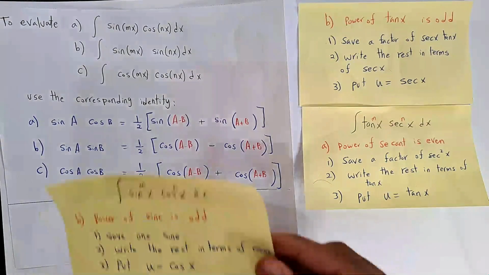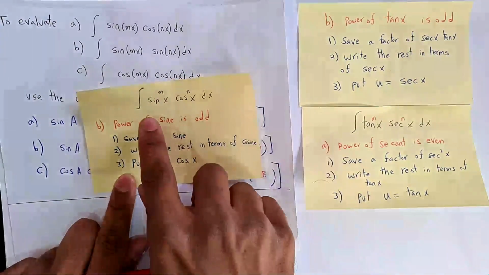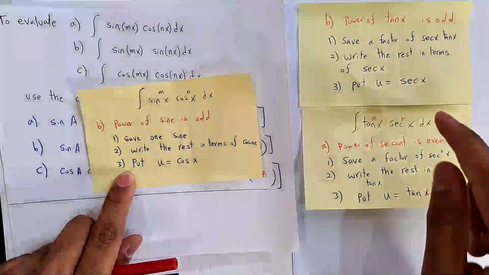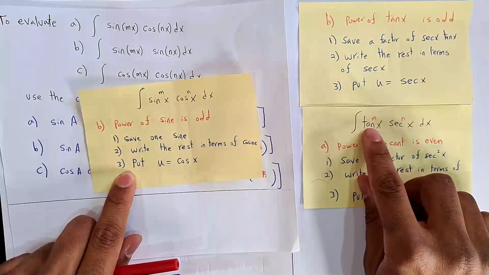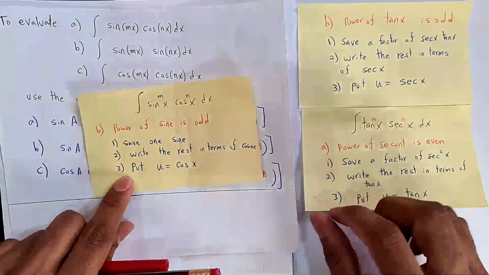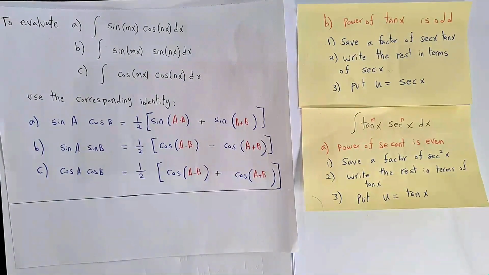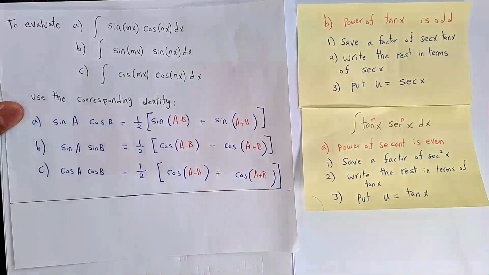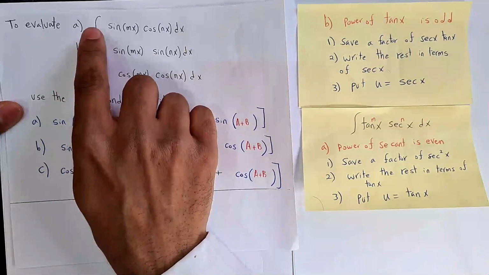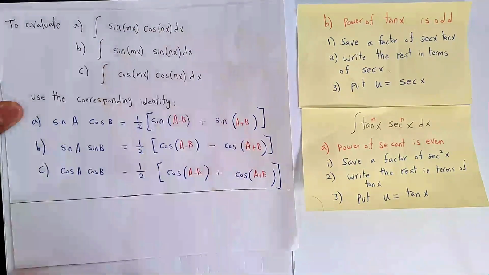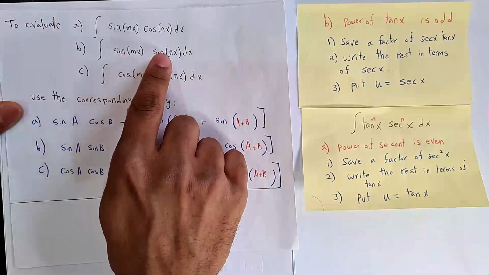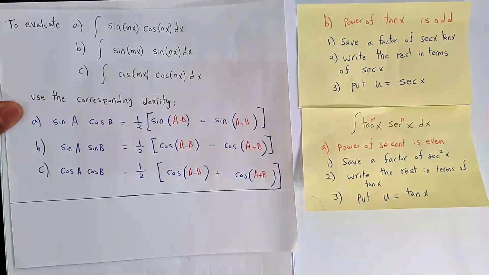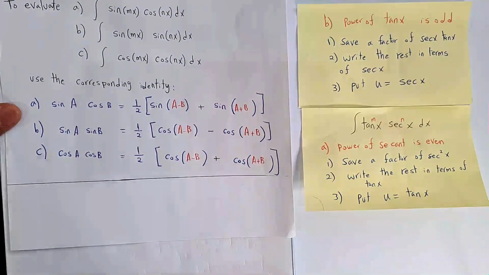Now let us recall what we did in this section. First, we considered the class sine to the power m cosine to the power n. Then we considered the class integral tan to the power m secant to the power n. Now let us finish with this class. To evaluate the following integrals, use the corresponding identity. These integrals are integral sine mx cosine nx, integral sine mx sine nx, and integral cosine mx cosine nx. What are these identities? Look here.